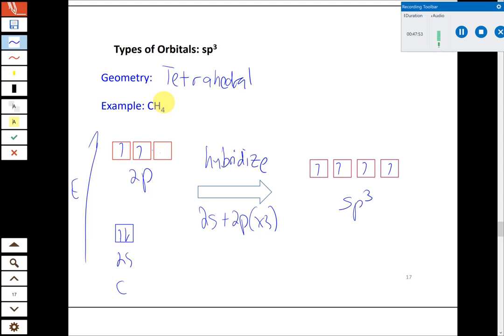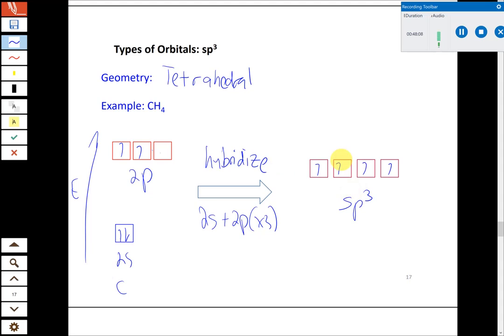Does this relate to the Aufbau principle? To some extent, yes. So basically what we're doing when we hybridize is we're changing the relative energies of some of the orbitals. Basically, the hybrid orbitals are going to be in between the energy of the atomic orbitals that are mixed together to make them.